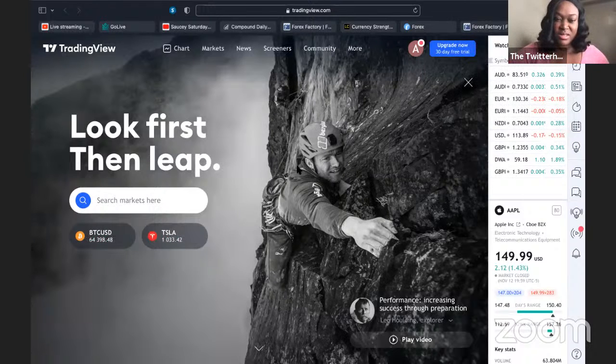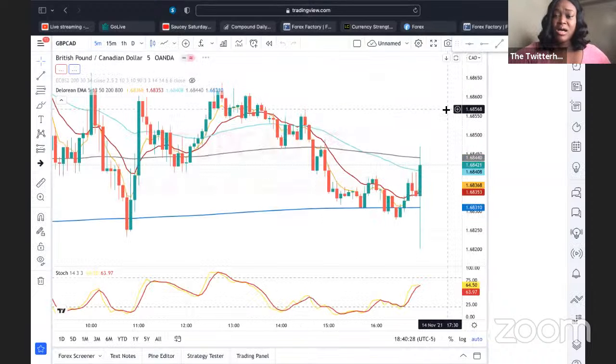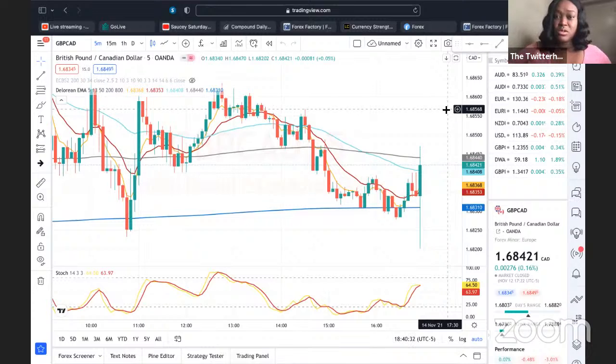Let's see, we have a comment here. One pair is not enough. That's right, Ty. All right, so you can do the free version or you can pay. The paid version gives you added features, right? But when you're just starting out, there's nothing wrong with using the free version. You can just use your Google credentials to sign in. So I'm going to be doing a video on how to use TradingView. So look out for that video. I have it on my other channel, but I want to have one on this channel.